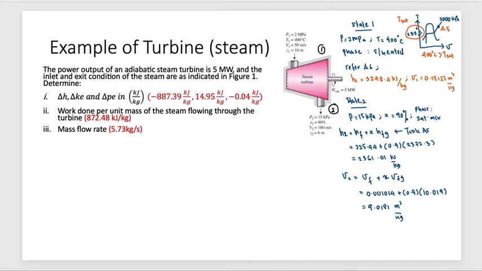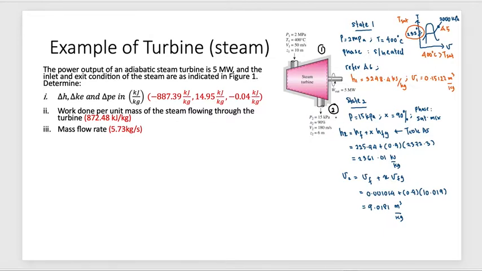Okay, for state 2, this is the state at the exit. If we look at all the properties here, the pressure is given as 15 kilopascal. So you can see that the function of the turbine is to reduce or decrease the pressure. So what happened to the state? We can see here, this is quality. The quality gives us a clue that the phase is saturated mixture. And the velocity is 180 meter per second and the elevation is 6 meter.